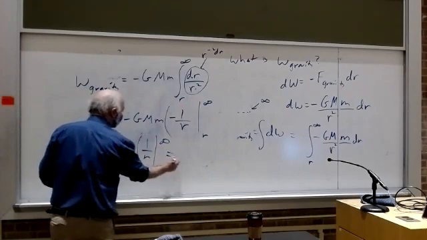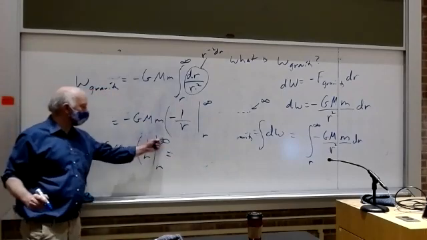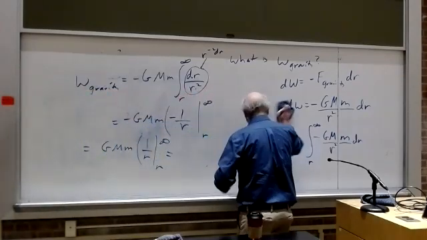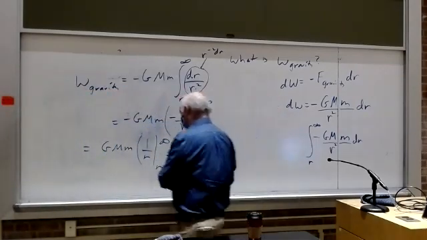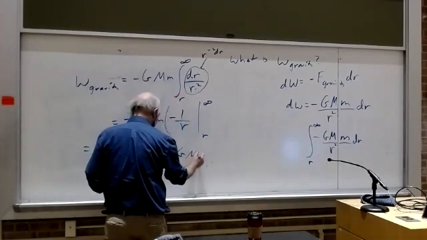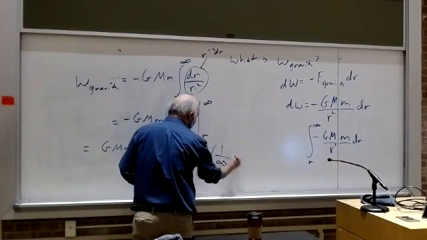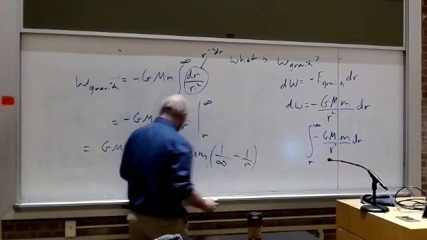And then we're going to do what the mathematicians tell us not to do. We're just going to put in the upper limit and the lower limit and call it good. So you're going to have 1 over infinity minus 1 over r.